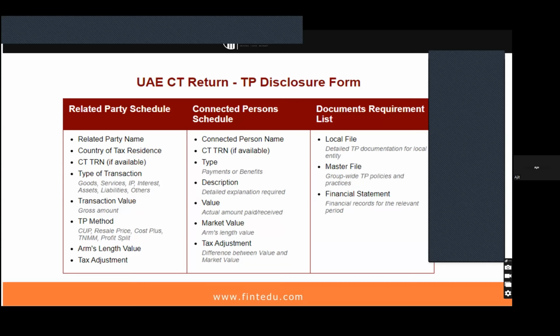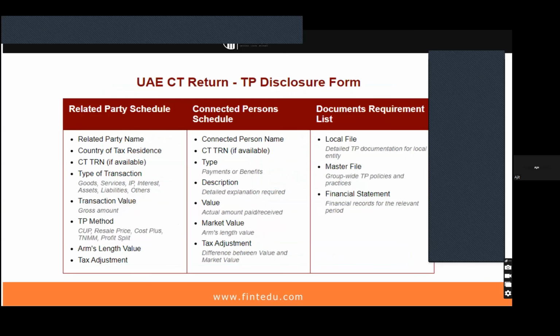The third part is the documentation requirement, broadly local file, master file, and the financial statements. Now, surprisingly, the law requires that master file and local file need to be maintained, but in the disclosure form, they ask us to attach them. However, there's a section where we can add reasons for not attaching. See, TP documentation is not applicable to all entities. If you are not crossing the 200 million revenue threshold, or your consolidated revenue is not crossing 3.1 billion, or the entity is claiming small business relief, in all these scenarios local file and master file are not applicable. So no need to attach, but a reason can be mentioned in the disclosure form.